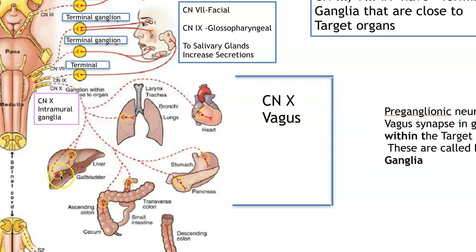And it's going to the gallbladder. Gallbladder is one of our digestive organs. The vagus will stimulate the gallbladder to contract. This is smooth muscle. It's going to contract, and it's going to squeeze out the bile that's in the gallbladder to help with our digestion of our fatty foods.